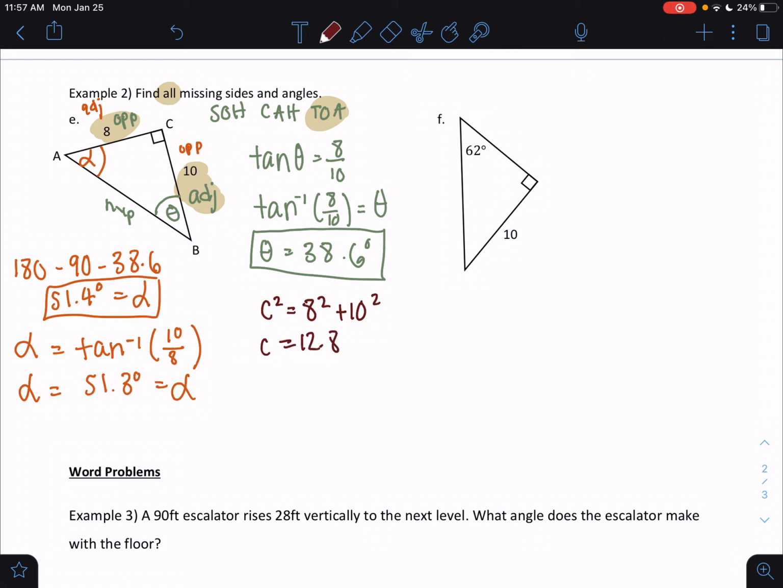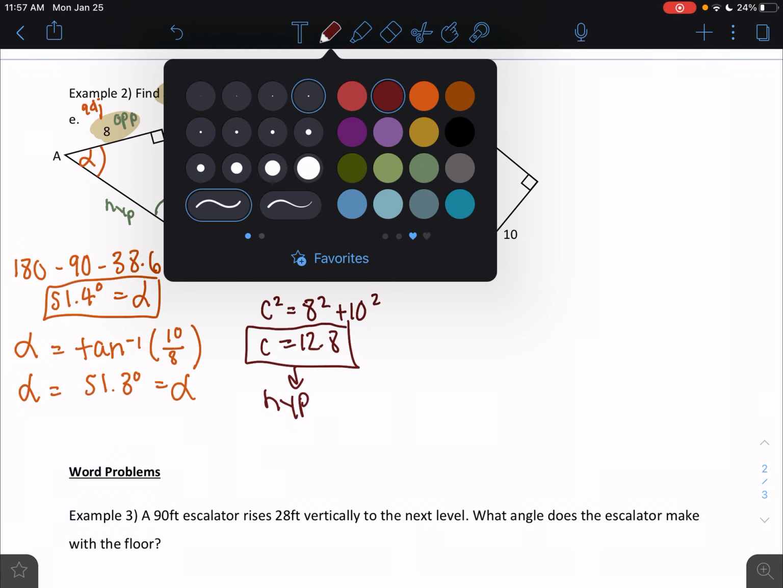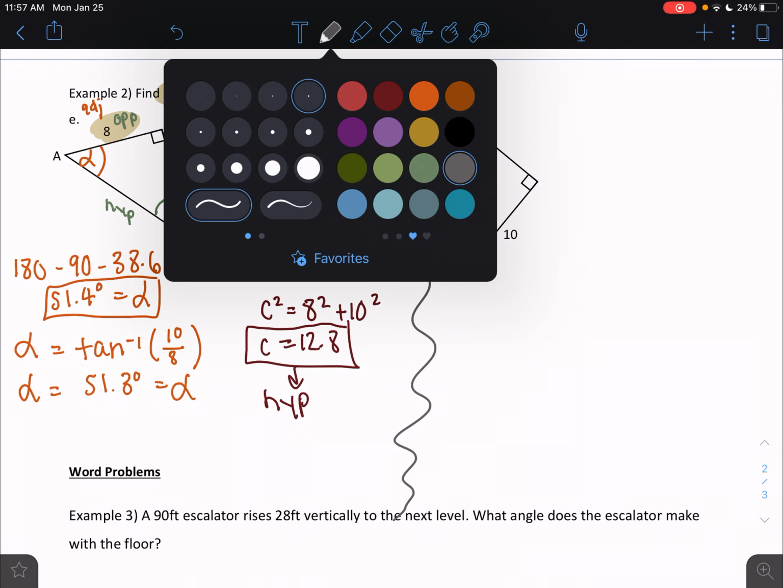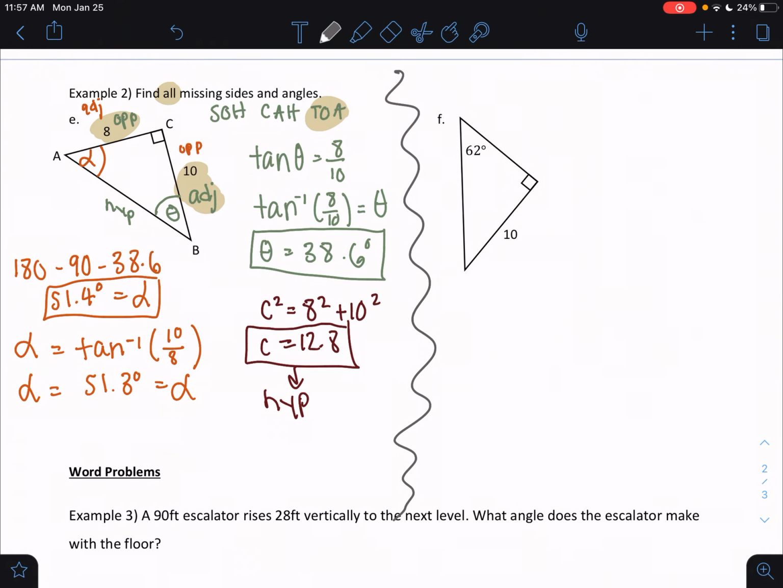There we go. So C equals 12.8, which is the hypotenuse. Okay, let's go on to this next one. Feel free to pause this and try this one on your own, but I'm going to work through it as well.